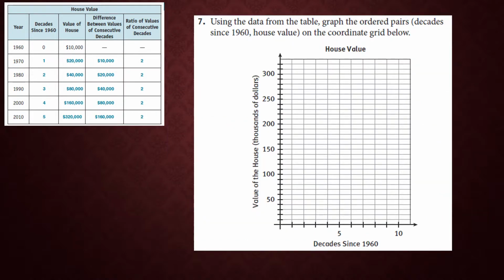So now we're going to put that on a graph. These are the decades since 1960, so 1, 2, 3, 4. In the first decade, which would be 1970, it was worth 20,000, so that'll be right there. In the second decade, it was worth 40. In the third decade, it was worth 80. In the fourth decade, it was worth 160. And in the fifth decade, it was worth 320. So 320.